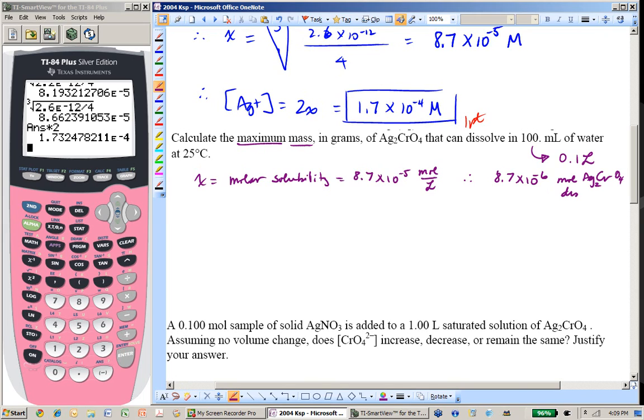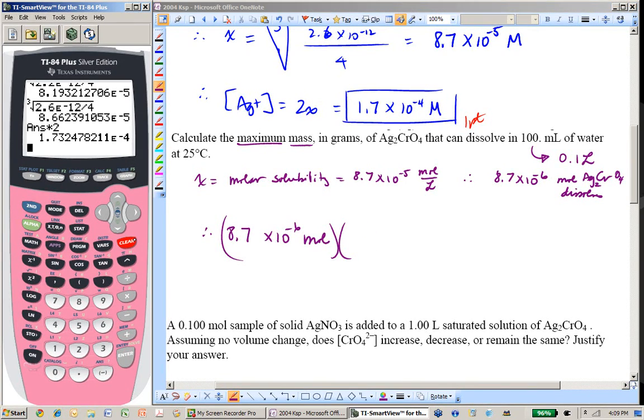Ag2CrO4 dissolves. So therefore 8.7 times 10 to the minus 6 moles times the molar mass. Oh, good grief, Gertrude. Okay, clear this. Get your periodic table.